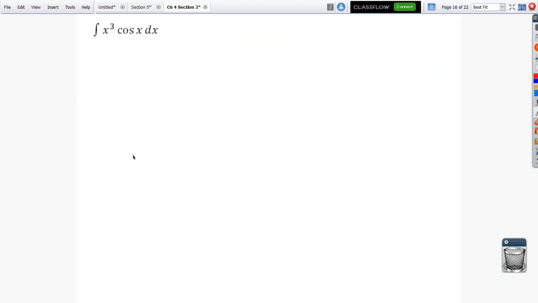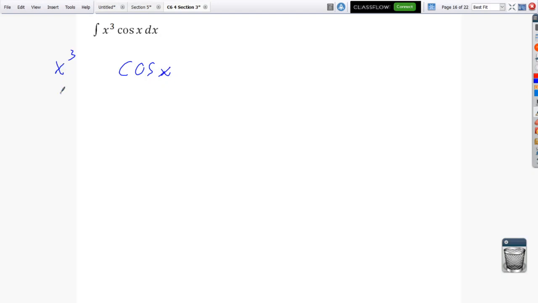Oh, here we go. Here's one that makes it a little bit more obvious what's happening. Again, we run through our LIPET. This is only going to work if our u choice is polynomial. No logs, no inverse trig, but we do have x cubed. So I'm going to put x cubed down in my first column and the other factor in my second column. So I've got x cubed cosine of x.